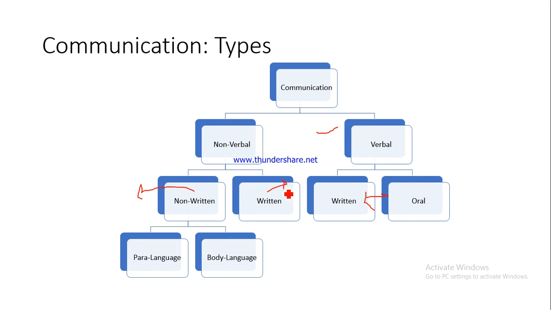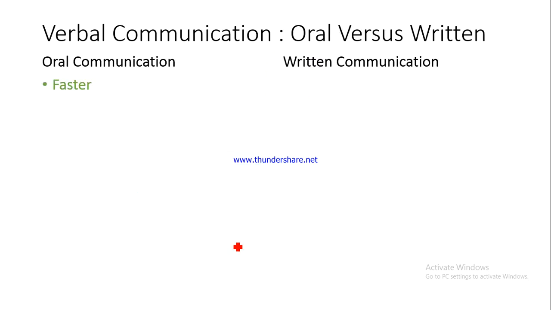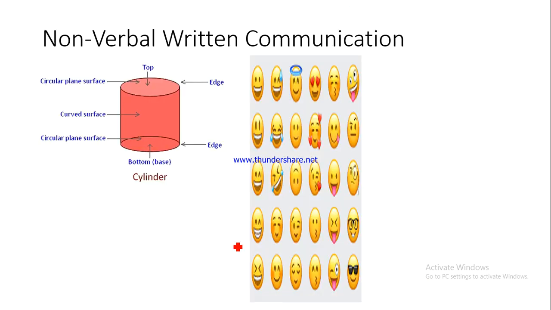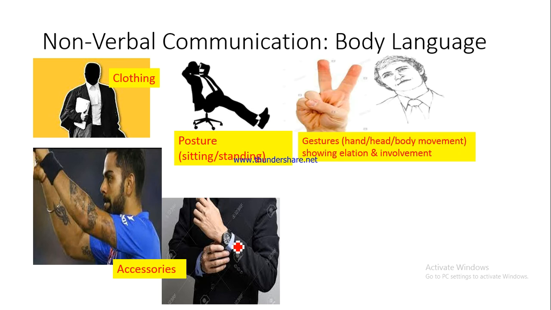In written communication we talked about the use of pictures, diagrams, etc. While in non-written communication, we made use of paralanguage and body language. We discussed how the two differ from each other. We talked about gestures, postures, accessories as part of body language, and we also talked about the accent, the stress, the volume, etc. as part of paralanguage. So this was the discussion that we have already had in the last few sessions, and you would recall that these are the topics that we have covered already.